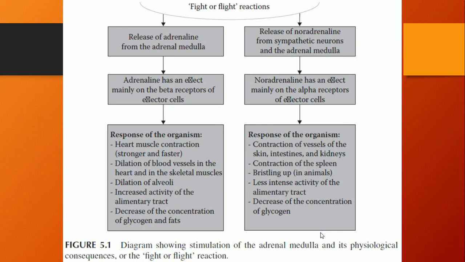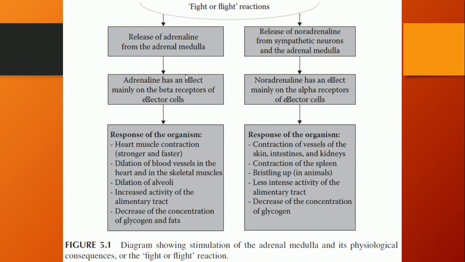For example, for the left side, we have the release of adrenaline from the adrenal medulla. So adrenaline has an effect mainly on the beta receptors of effector cells and the response of the organism. So heart muscle contraction, which becomes stronger and faster, dilation of blood vessels in the heart and in the skeletal muscles, dilation of the alveoli, increased activity of the alimentary tract, decrease of the concentration of glycogen and fats.